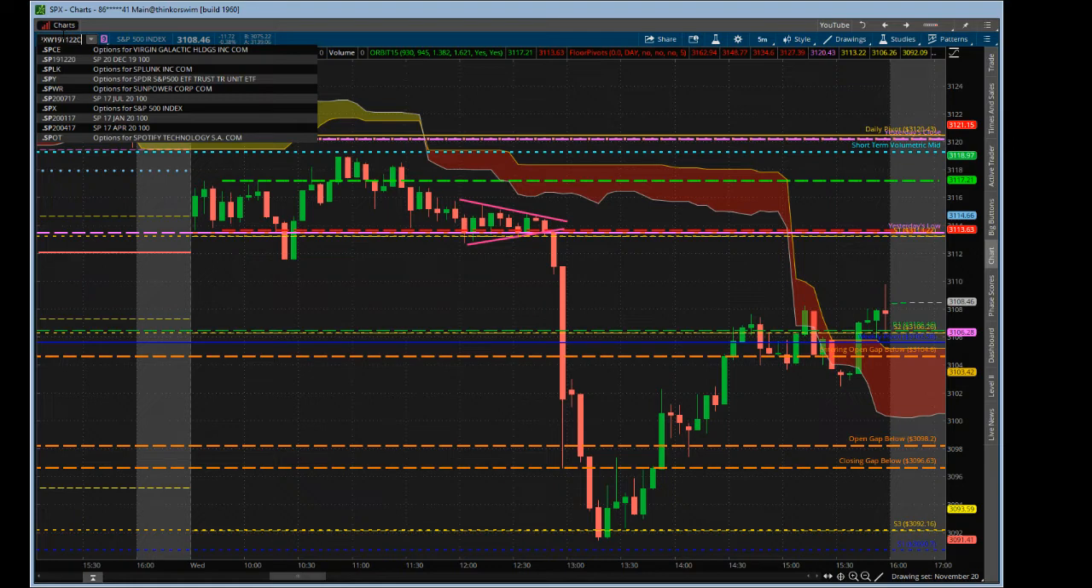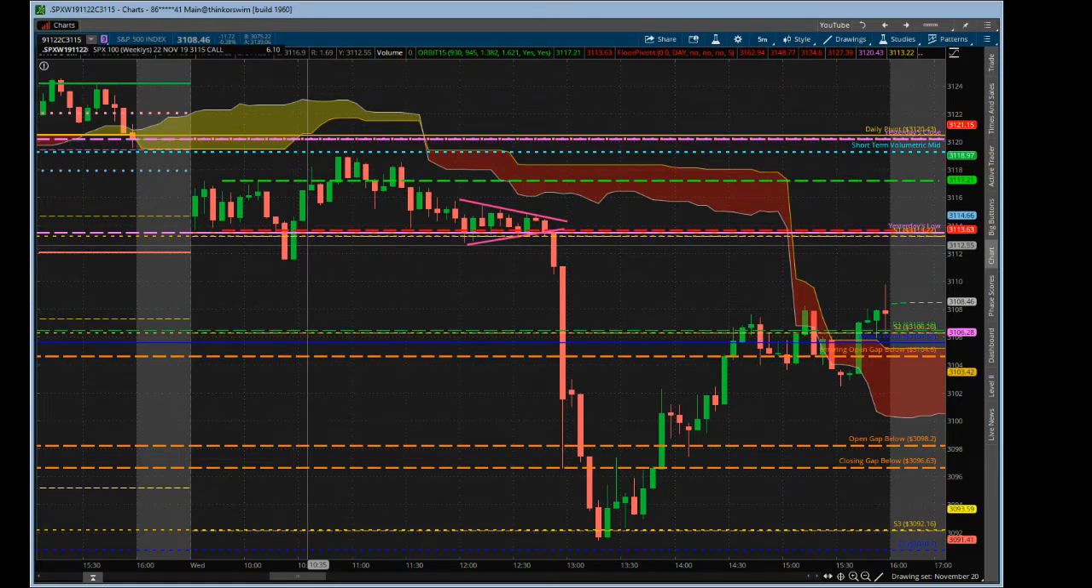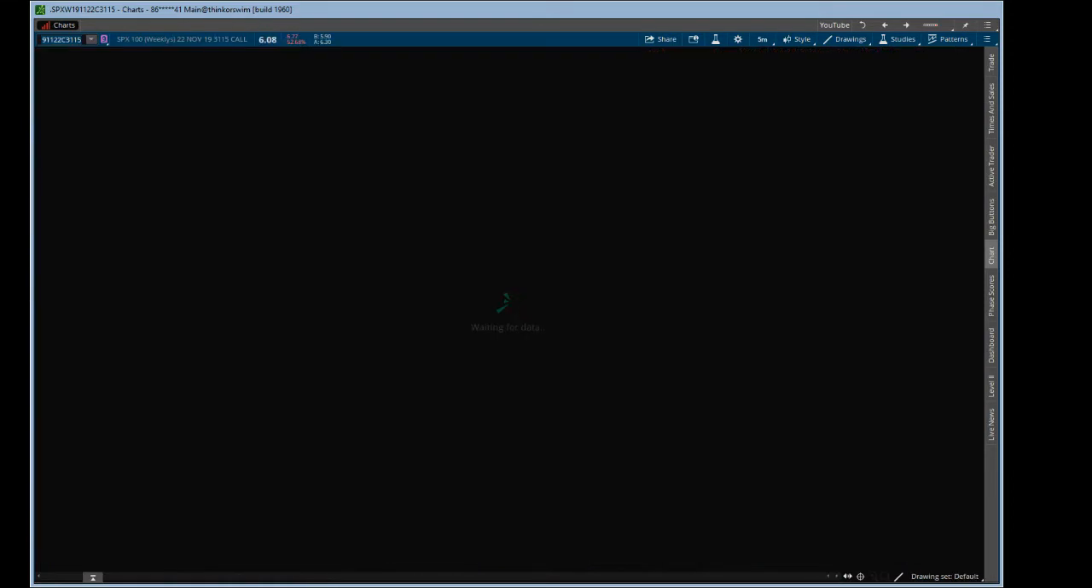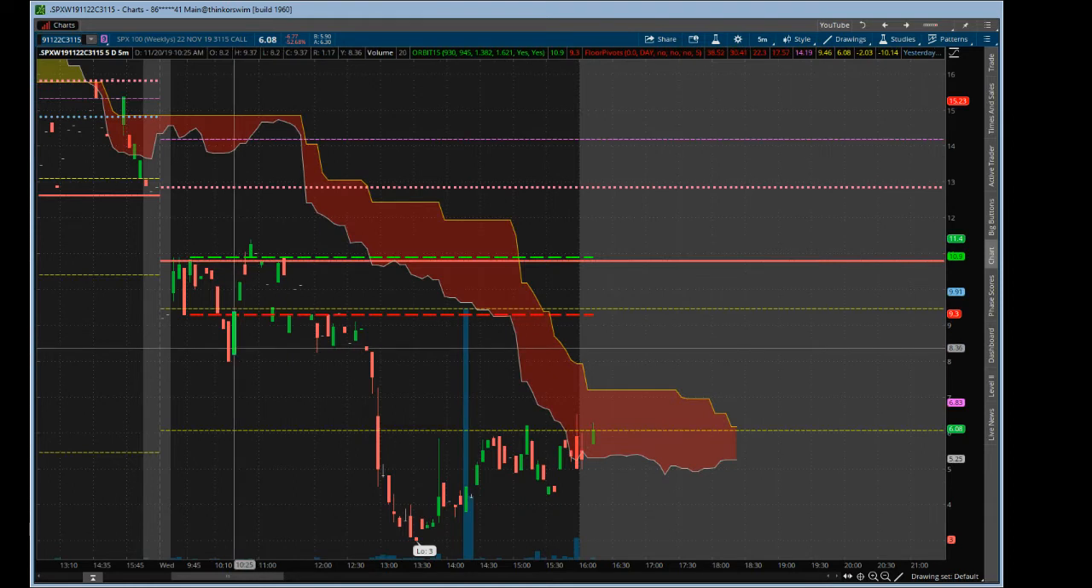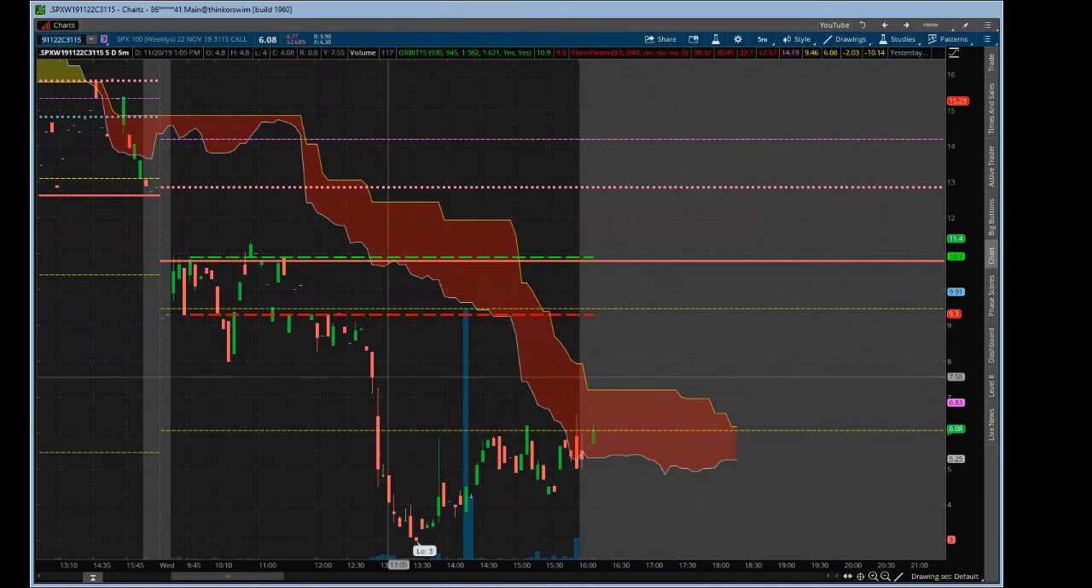The 22s. Let's look at the calls. We'll look at the 31.15s again. All right, and that was at 10:25. So at 10:25, you can see that pattern was very similar here on the option chart too. Now, the reason that it wasn't perfect is because of the theta decay today, right? Today's an expiration day.